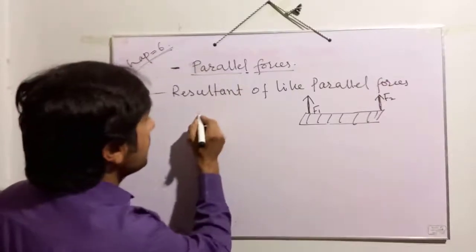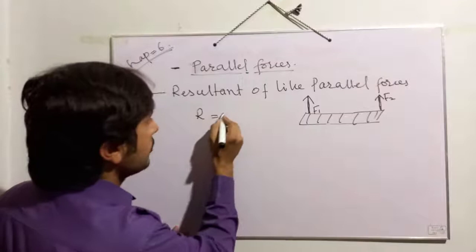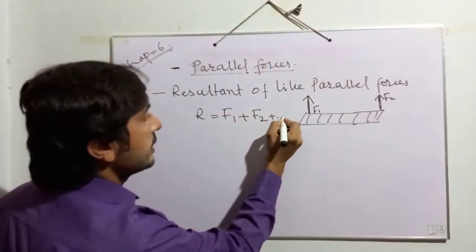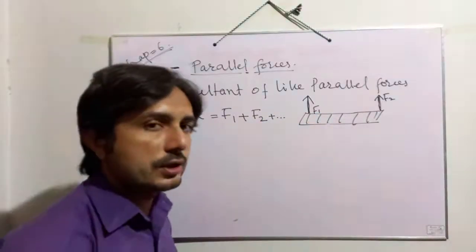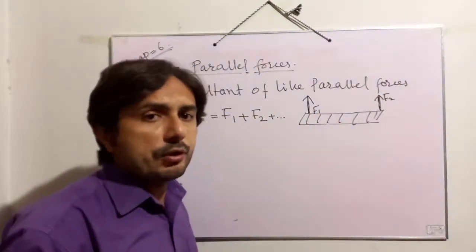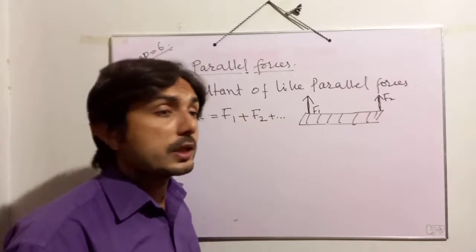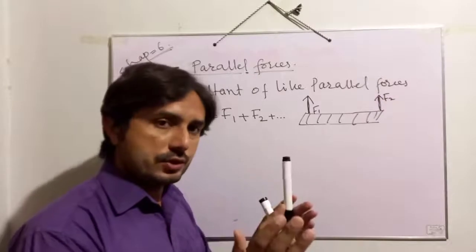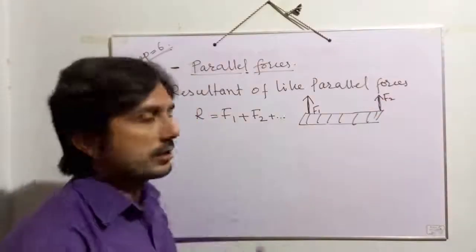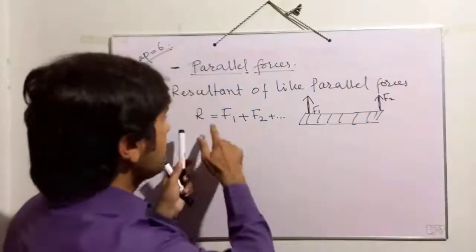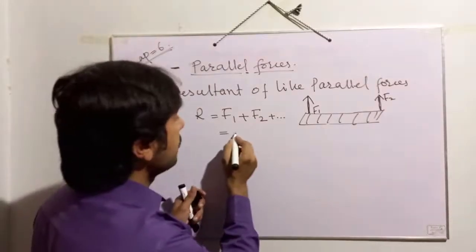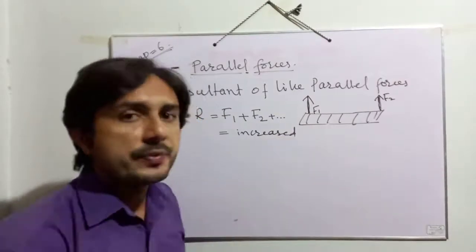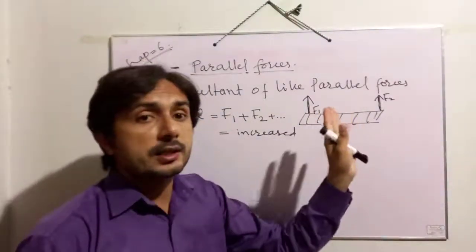Okay, so we can say then the resultant of like parallel forces is always equal to the sum of the forces. It's not necessary that only two forces are acting on a body. There can be the nth number of forces, numerous forces acting on a body in the same direction. So we will just combine those forces together and we will get the resultant of the like parallel forces. Remember, the resultant of like parallel forces is always increased, or we can say it is always greater, okay? Because both the forces are acting in the same direction.